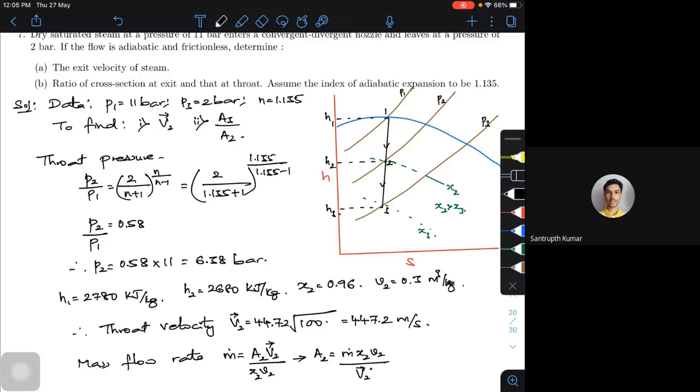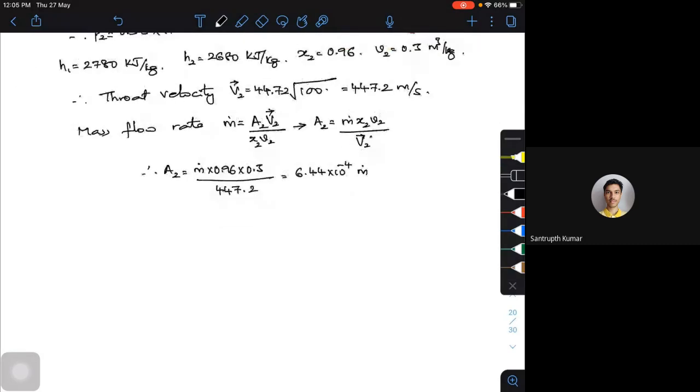From point 2, I will move to a point where P3 is equal to 2 bar. So corresponding to that, I need to get the values. At point 3, from the Mollier chart, I have to get these values. What are these actually? I have to get H3.